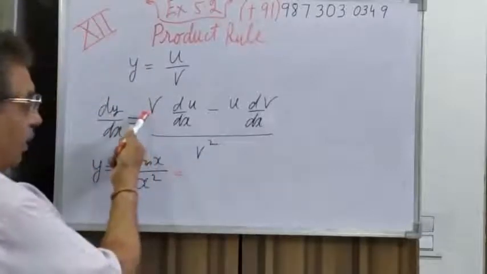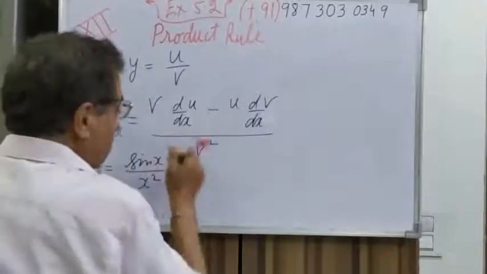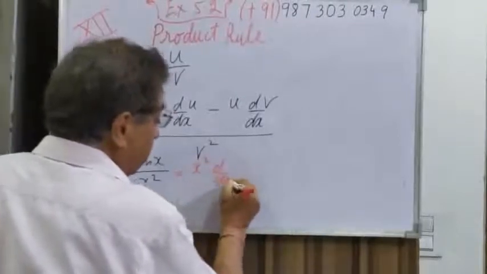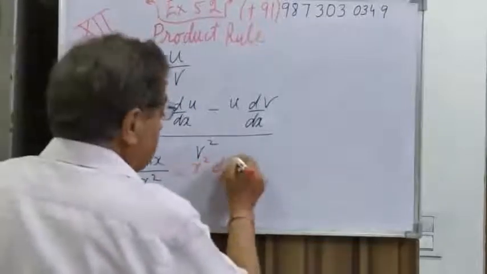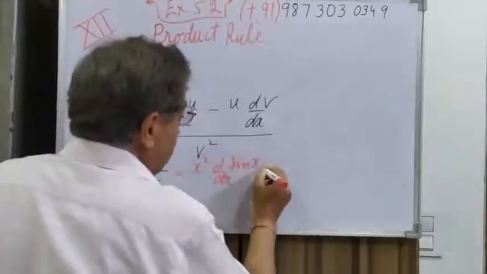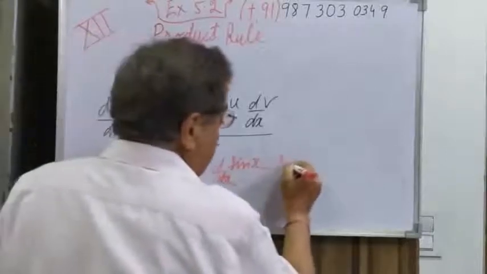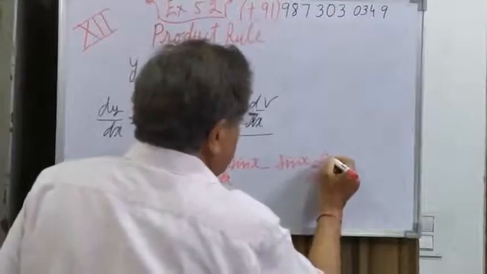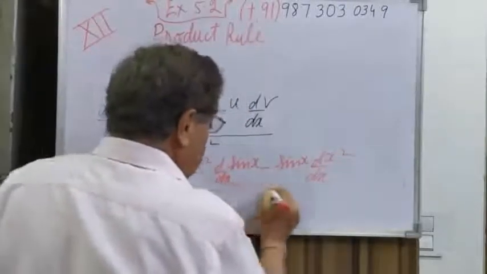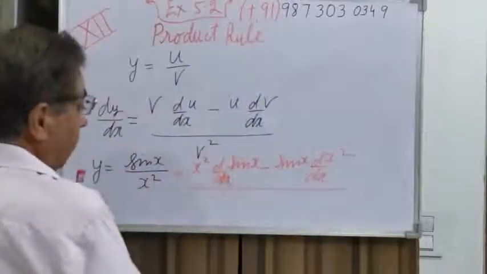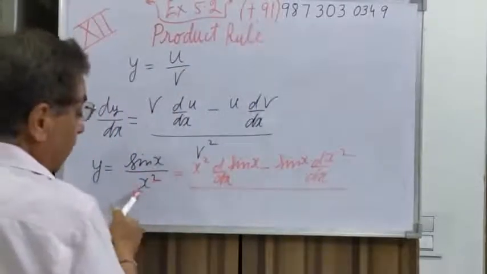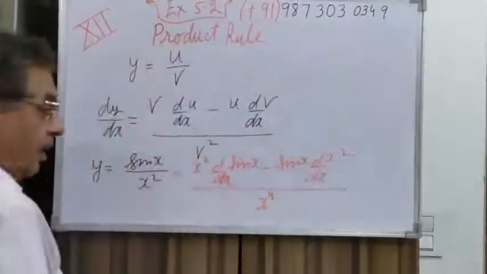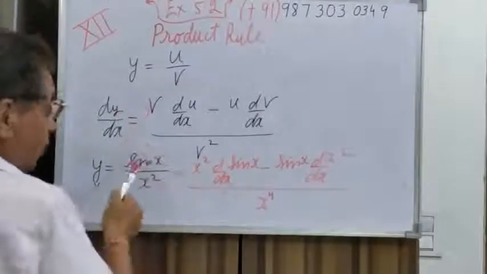First of all, write the denominator x square into the derivative of the function in the numerator, that is sin x, minus sin x into the derivative of the function in the denominator, whole to be divided by the square of the function in the denominator, and the square of x square would be x to the power 4.